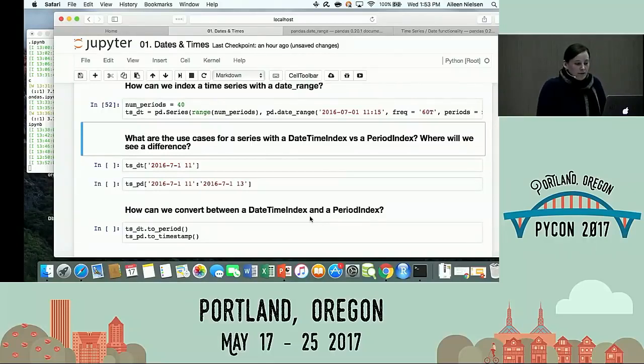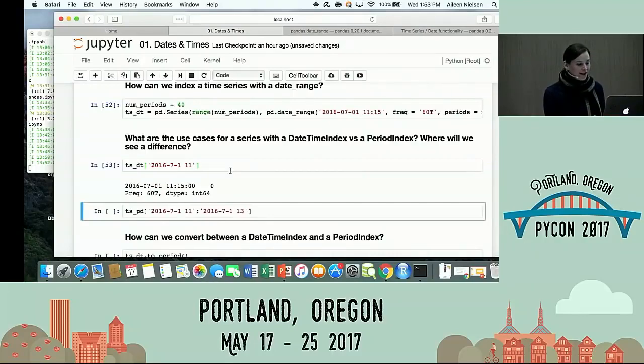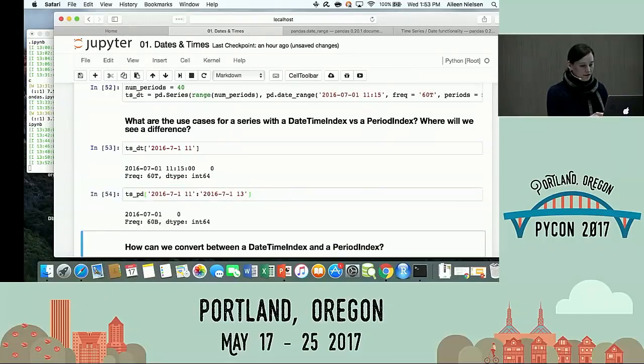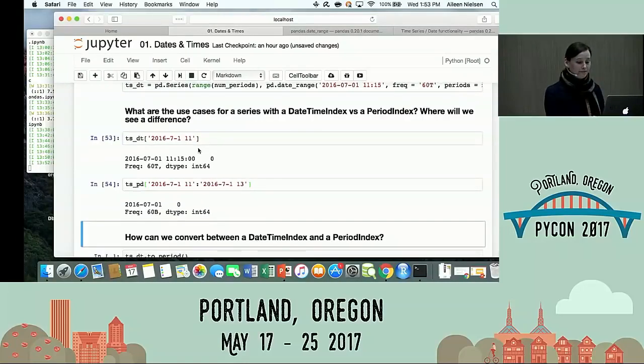Okay. So what are the different use cases? Well, here's an example. I've got TSDT, so that's the one that was defined with the date range. It's indexed by moments in time, not intervals. If I do TSDT and I try to index it by July 1st, 2016, 11, I get this one thing, 11:15. If I do the period, what do I get? 2016, July 1st at 11 to 2016, July 1st at 13. I also only get the one thing. But it's overlapping time now rather than a single moment in time.